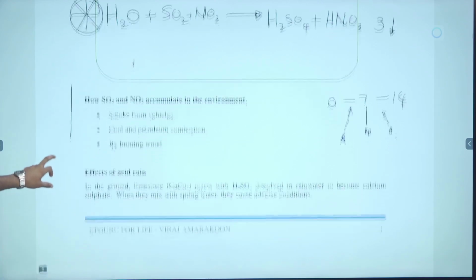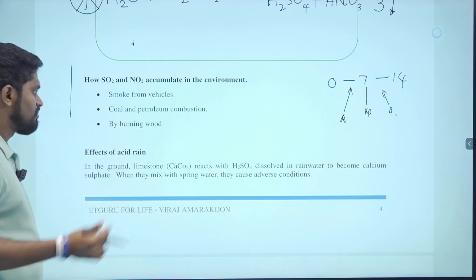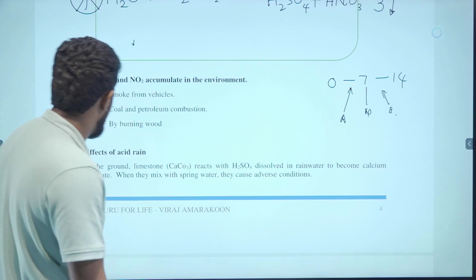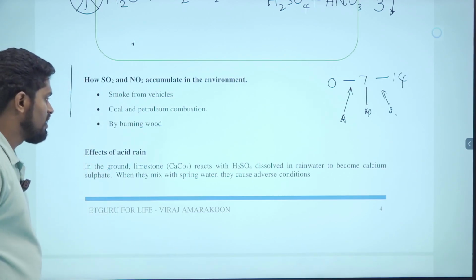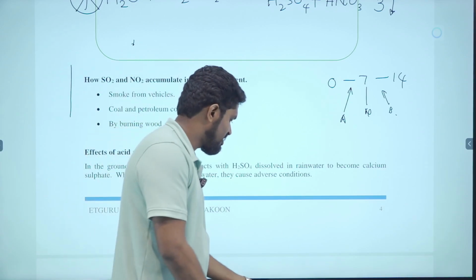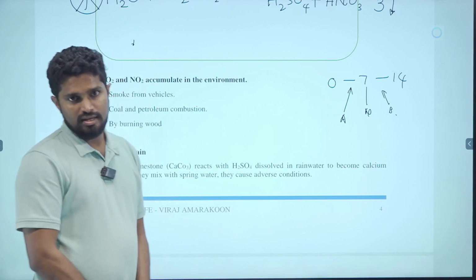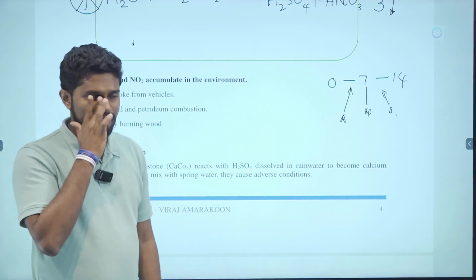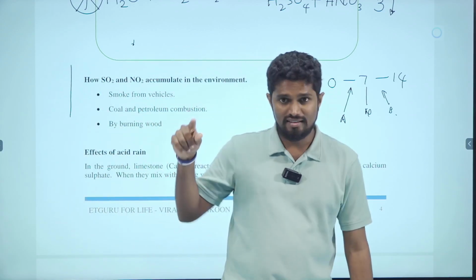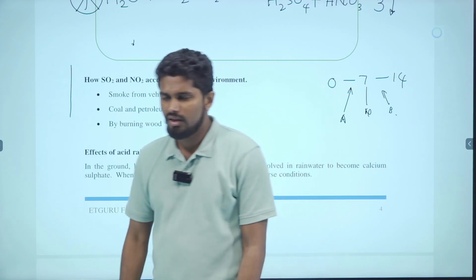And what happens when the acid comes to the ground is that limestone, calcium carbonate, reacts with the sulfuric acid dissolved in the rainwater. Calcium sulfate, when mixed with spring water, causes adverse conditions. When it reaches the groundwater, it dissolves the calcium carbonate. Then the water becomes hard. The reason for those conditions is calcium 2 plus ions and magnesium 2 plus ions. We call that hard water.